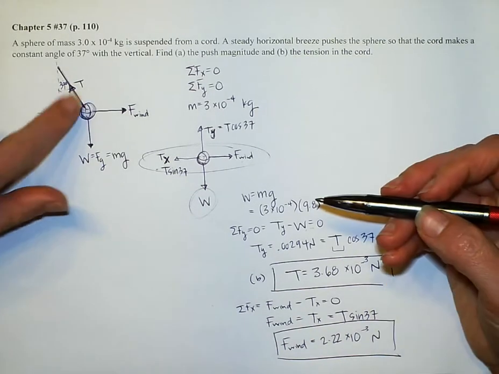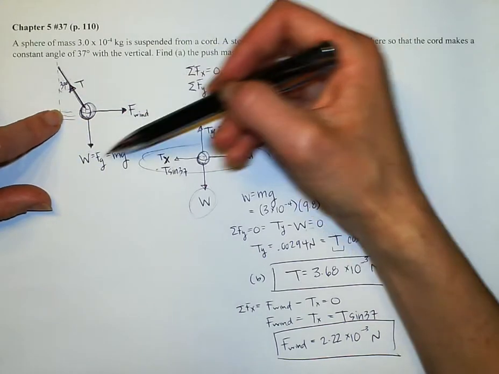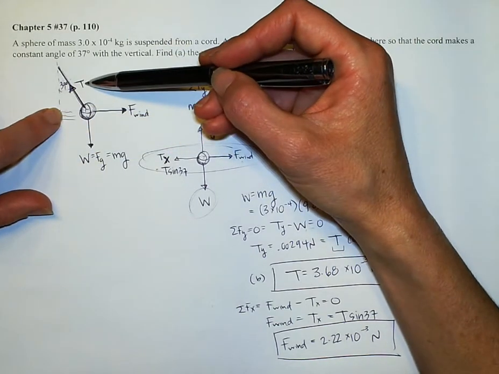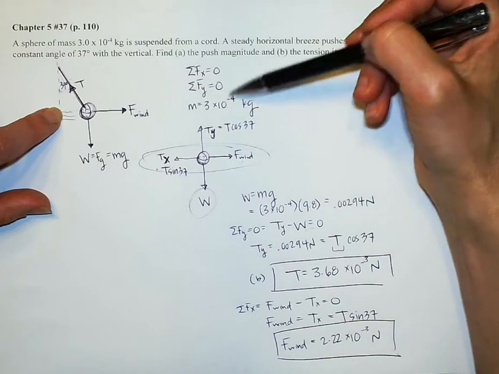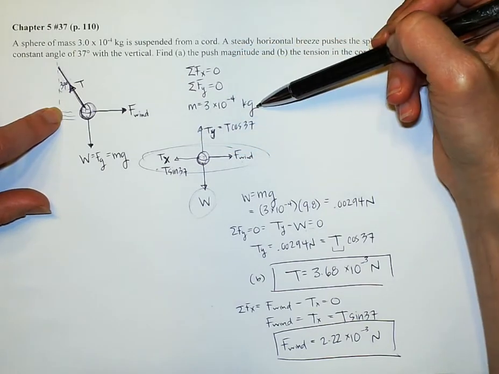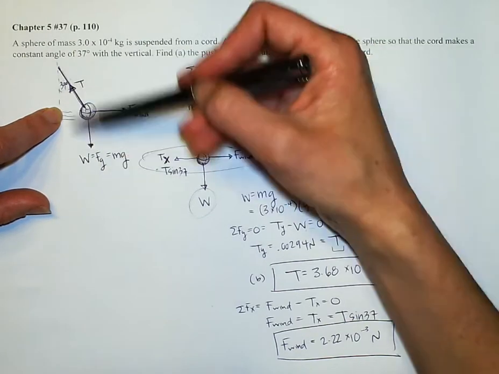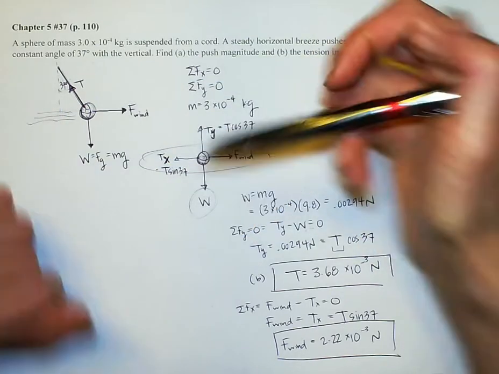And so the really important thing to note from here is that when you have a situation like this, break your forces into components, recognize that the sum of the forces equals 0, and then work through everything you know to find the things that you don't know.